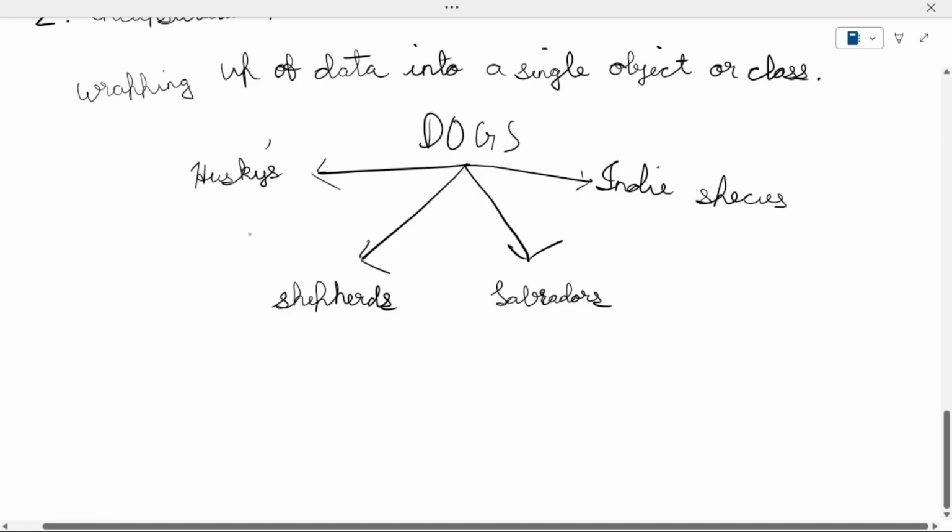So my point in giving you this example is these all are dogs. Husky is a dog, Shepherd is a dog, Labrador is a dog, Indie species are also a dog. But they all fall under the same class or object as dogs. They are all named as dogs even though they have separate names. This is what encapsulation means.